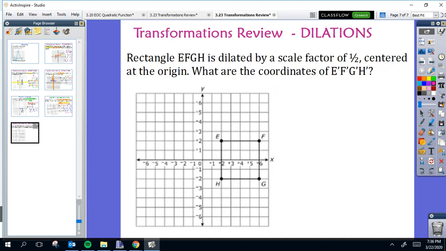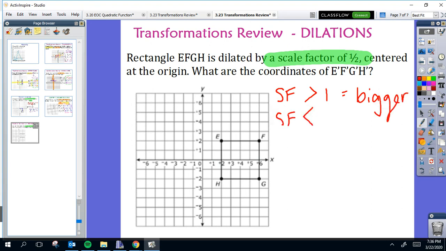And then our final transformation is a dilation. So this one says the rectangle EFGH is dilated by a scale factor of 1/2 centered around the origin. All right, so what are the new coordinates? If I take a look here, I can highlight a scale factor of 1/2. You guys know if the scale factor is greater than 1, the shape is getting bigger. If the scale factor is less than 1, that means the shape is getting smaller. We saw that in the do now.